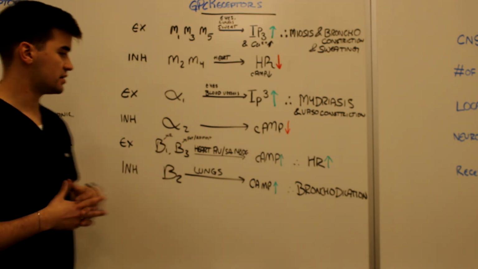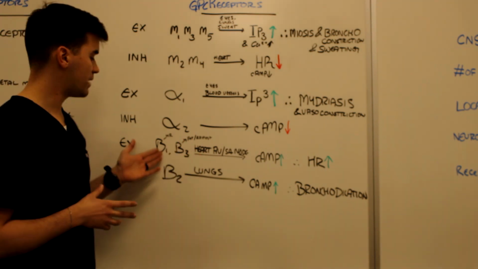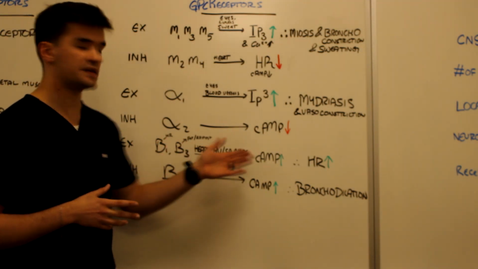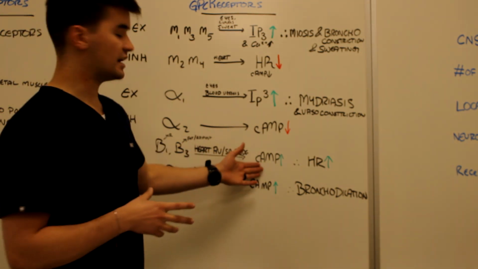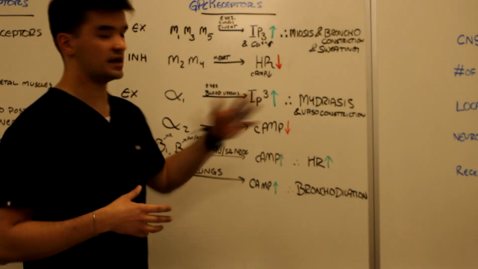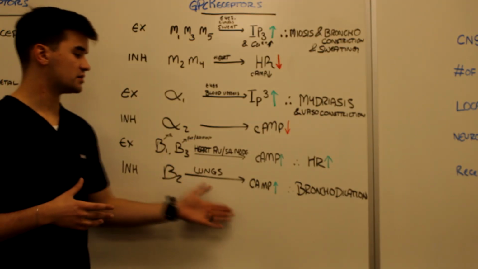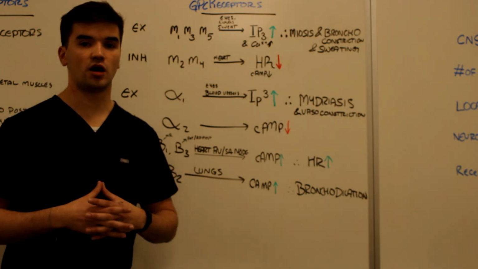They are excitatory, and specifically in the heart, beta-1 receptors deal with the heart, AV, and SA node, the SA node being our pacemaker. They increase cAMP, which tells the heart rate to increase as well. Beta-2 involve our lungs. They increase cAMP and cause bronchodilation.